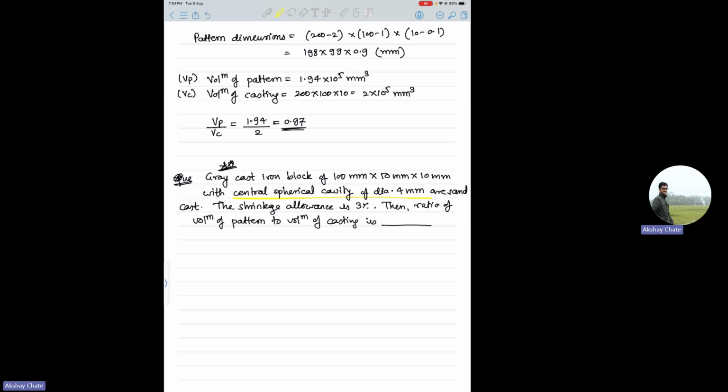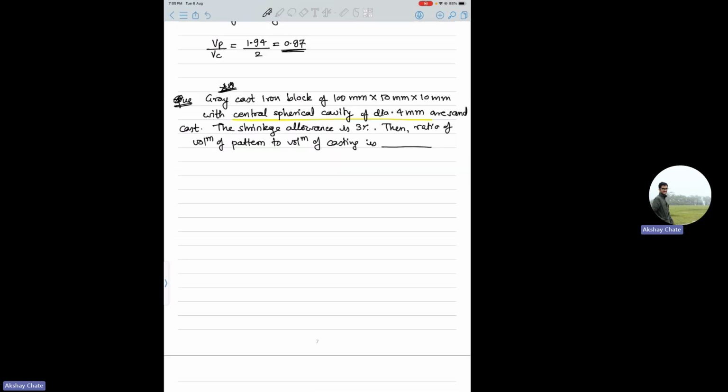No need to do anything, because when you make a pattern, you only consider external dimensions. For a central cavity, you have to consider the core dimensions. Since they are not talking about core, you should not bother about the cavity, because you can't do anything about that when you make the pattern. To make a cavity you have to put a core, so you have to consider external things. So, the volume of your pattern.